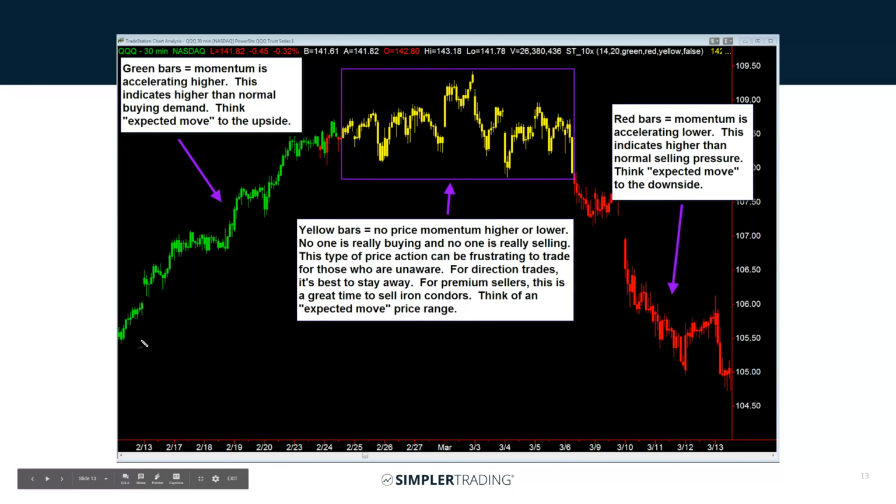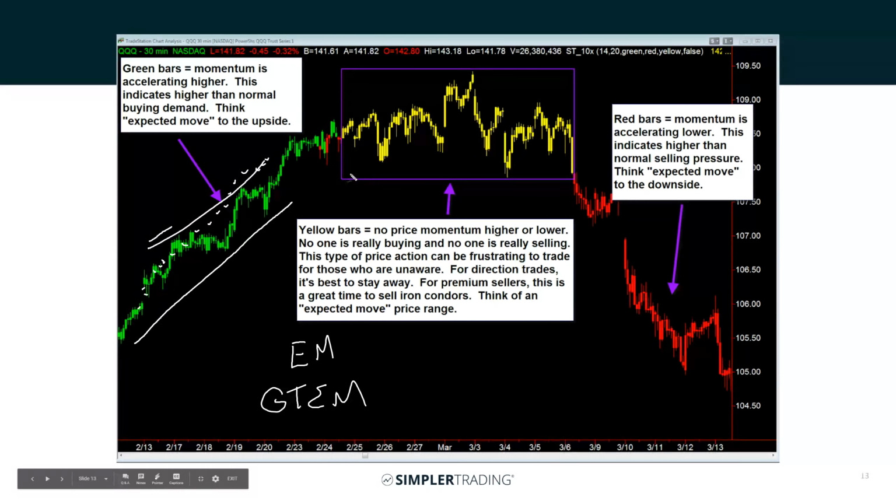So the idea here is that the green bars just indicate that momentum is accelerating higher. This indicates higher than normal buying demand, higher than normal buyer demand. If you guys are familiar with options, there is expected move and greater than expected move. If you just see green here, just think of it in terms of, okay, we're marching up to the expected move of the option price.